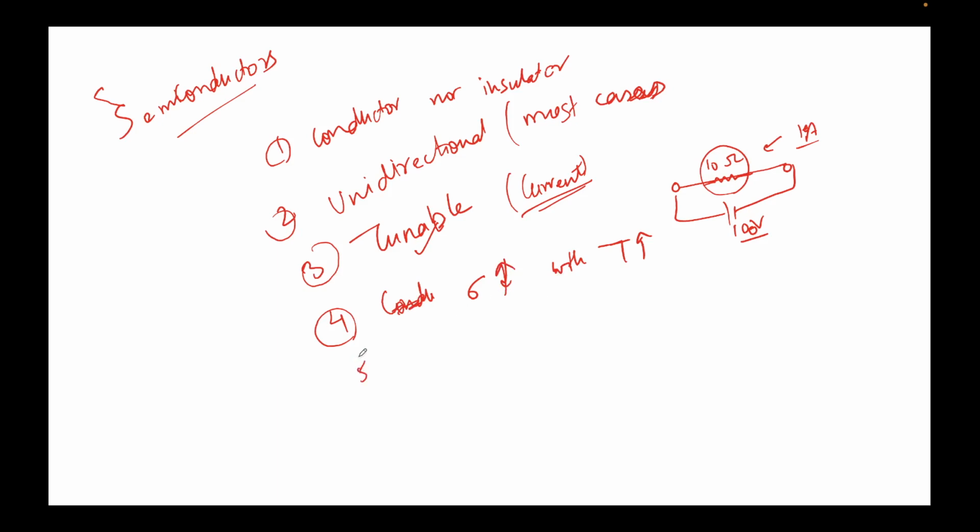Okay. Any other? At zero temperature, a semiconductor is like an insulator. Okay, very good. Insulator at zero temperature, T equal to 0 Kelvin. Correct. Okay. Any other? A semiconductor forms electron-hole pairs, EH pairs. Okay.